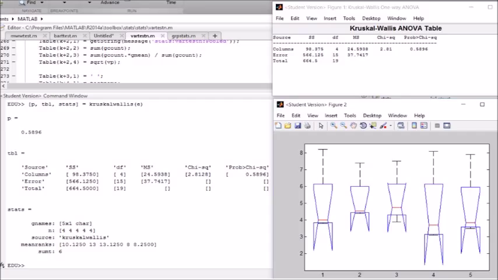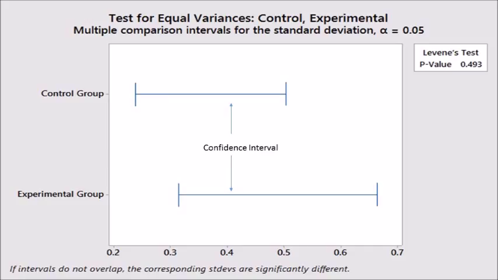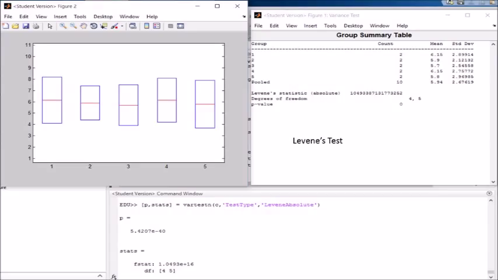The Fmax test compares variances between two samples, whereas Bartlett's test and Levene's test both compare variance between two or more samples. The Fmax test and Bartlett's test are both sensitive to violation of the assumption of normally distributed data. Therefore, we will show an example of Levene's test here. The plot shown here is representative of Levene's test for equal variances. Confidence intervals for standard deviation are shown, where non-overlapping confidence intervals indicate statistical significance. The MATLAB code for Levene's test generated box plots of the data, a p-value, F-statistic, and degrees of freedom. That concludes this statistics video.